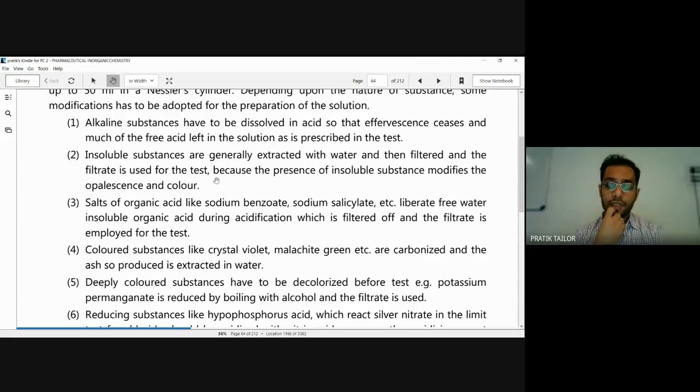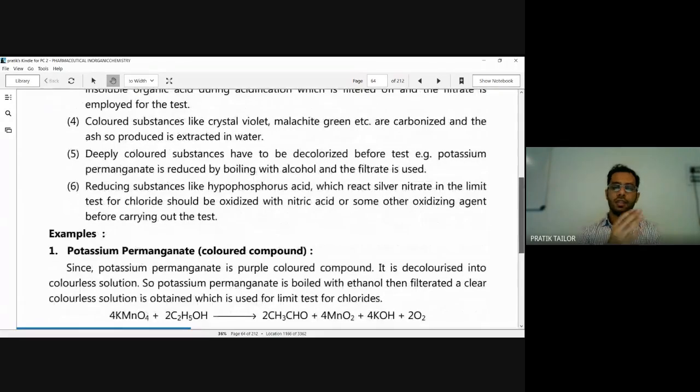Colored substances can be decolorized by an oxidation reduction reaction, like we do with KMnO4, which is boiled and decolorized, and then limit tests are performed. A reducing substance will be reacted first with an oxidizing substance, and then we conduct the limit test. These are the modifications in the limit test based on your sample.